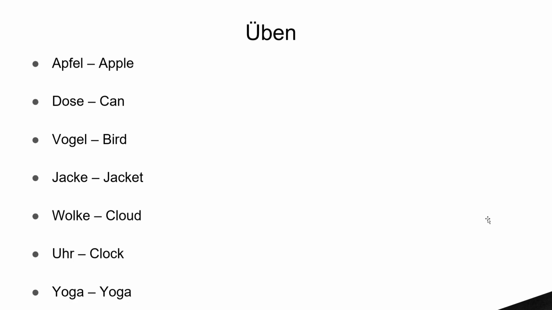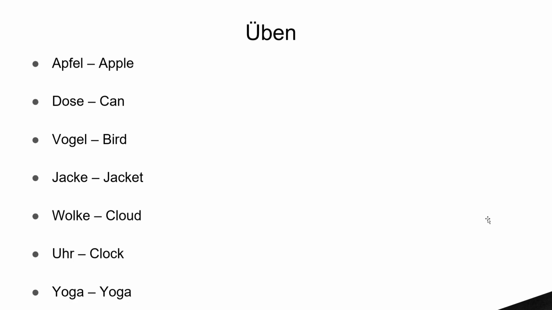And this is where you can see that the letter J is pronounced as Y. Jacke. When you see a C and K together, they are pronounced as K. Jacke. The next word is Wolke. Wolke. Cloud.